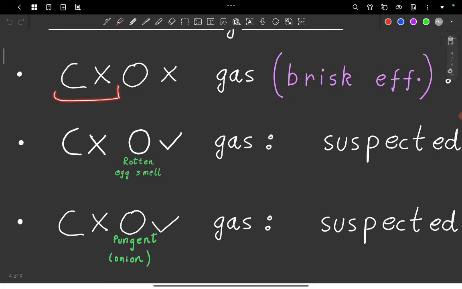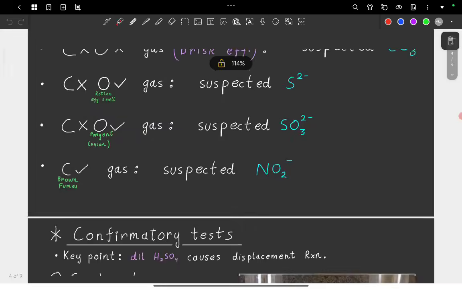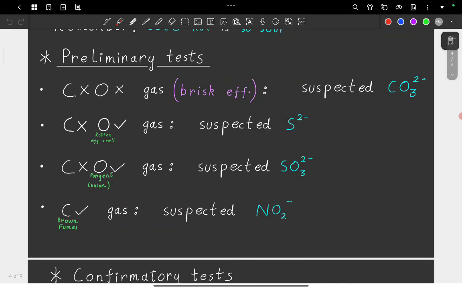So this C cross simply means that the gas does not have any color. O cross means it does not have any odor. O tick means that it does have odor and the odor is mentioned below. And C tick means that it does have color and the color is mentioned below. So let's continue with that.